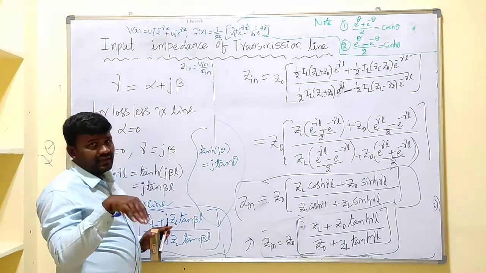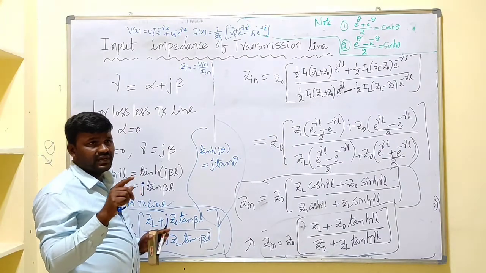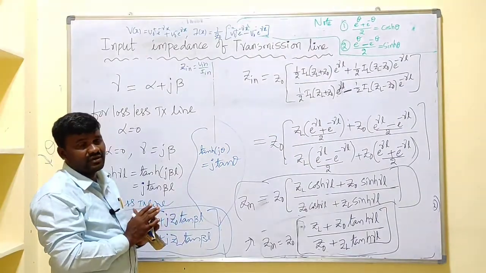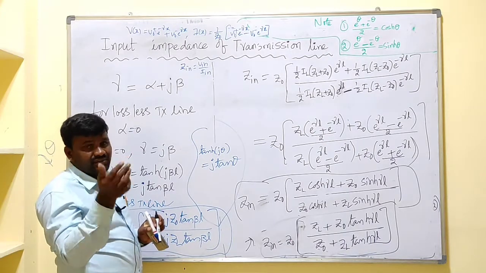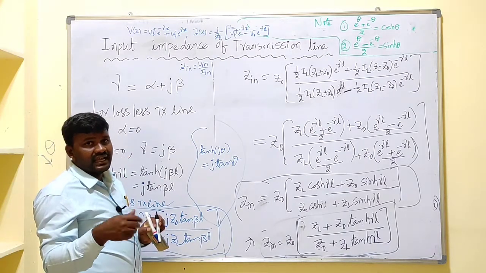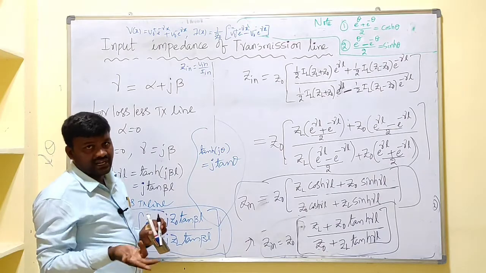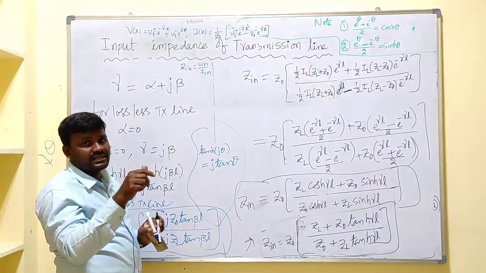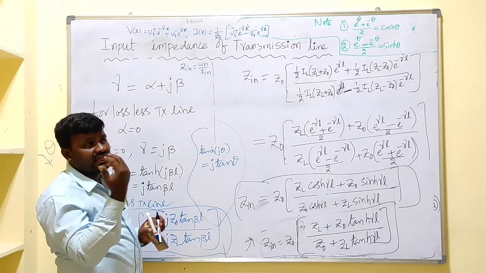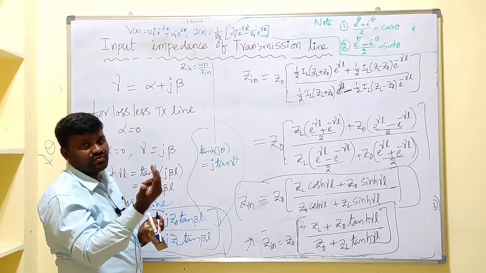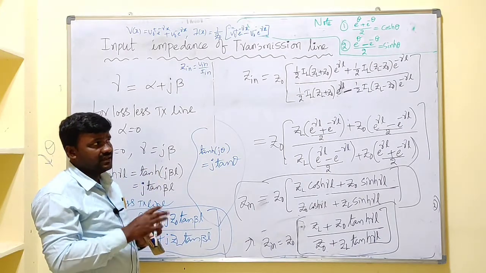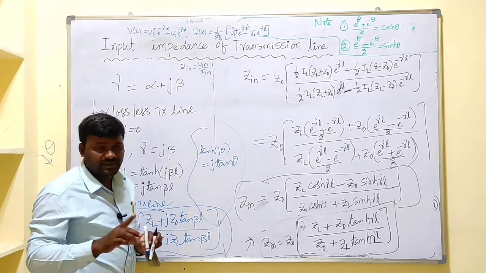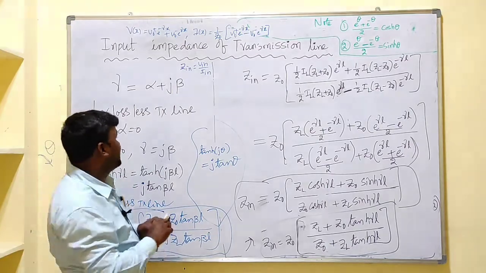Go for the calculations of that V0+ and V0- by adding equation 4 and equation 5. Equation 4 and equation 5 are nothing but what? Equation 4 is IL into ZL, and equation 5 is what? IL into Z0. By adding equations 4 and 5, we will get expression for V0+. By subtracting equation 5 from equation 4, we will get expression for V0-. Substitute that V0+ and V0- in the expression of Zin. The expression of Zin is nothing but what?